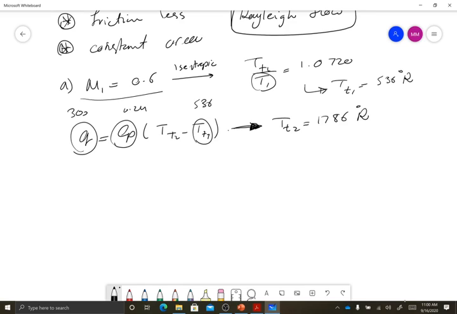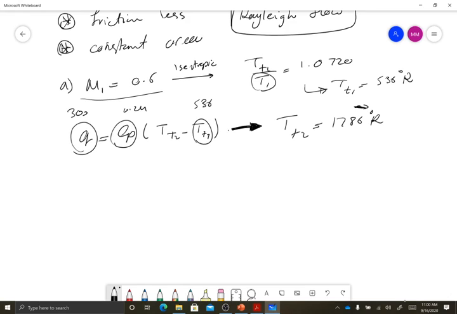Exactly. So the first thing you want to do, that's the same thing we do for the friction flow, or the fanno flow. The first thing you want to do is to find whether your exit is thermally choked or not, right? To do so, you have to compare the sonic total temperature with the calculated total temperature you already have. TT2 is equal to 1786 degrees Rankine.